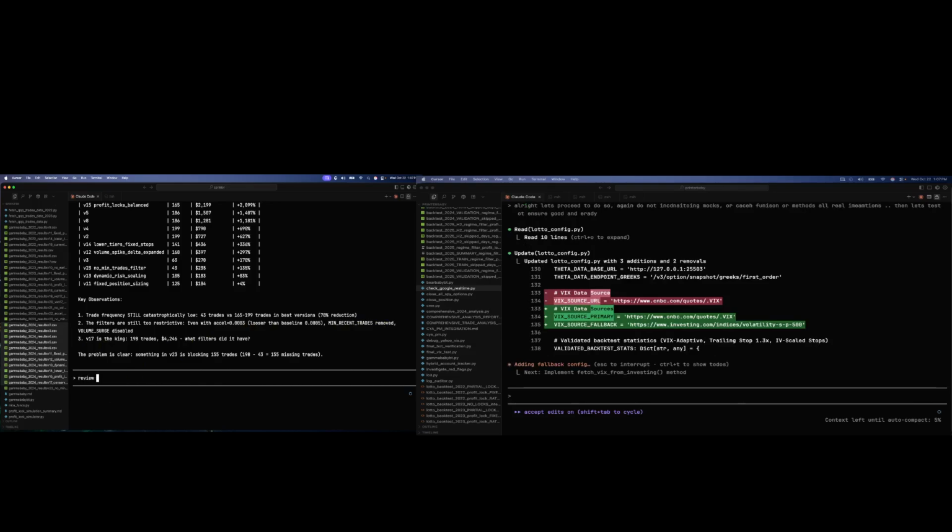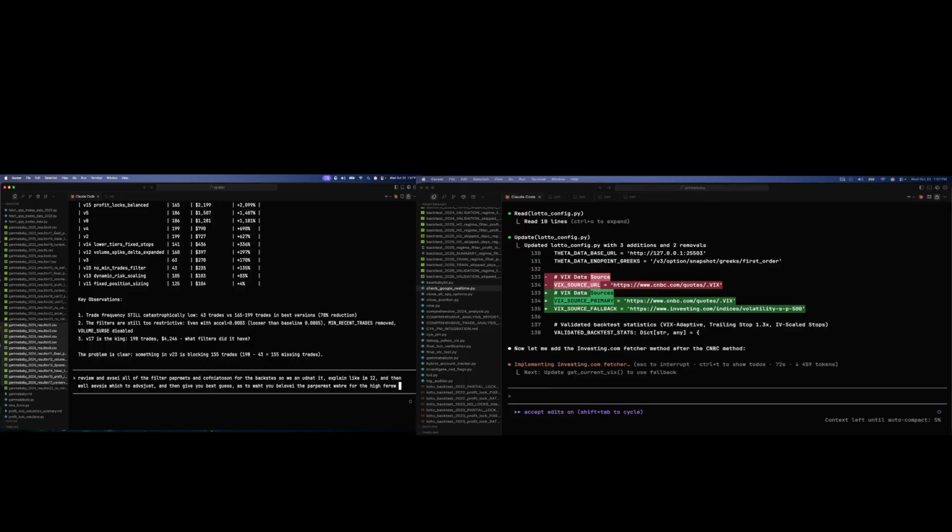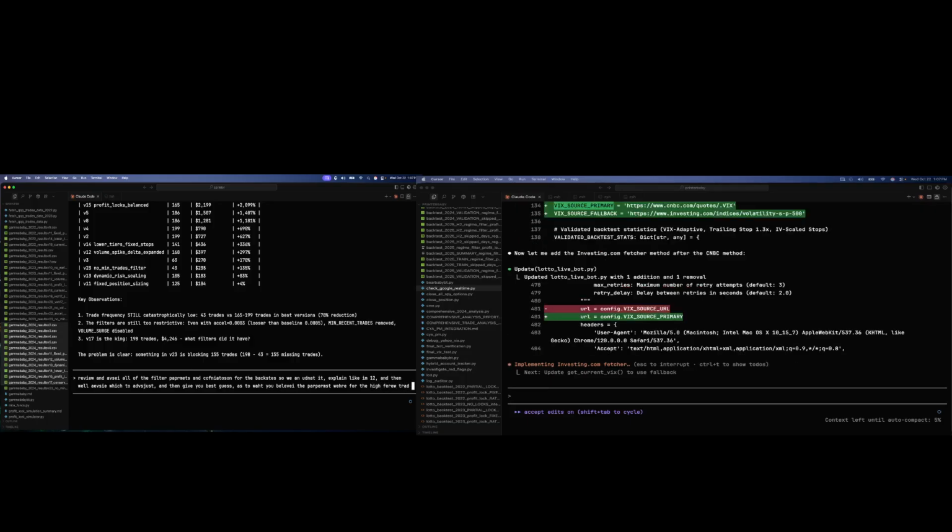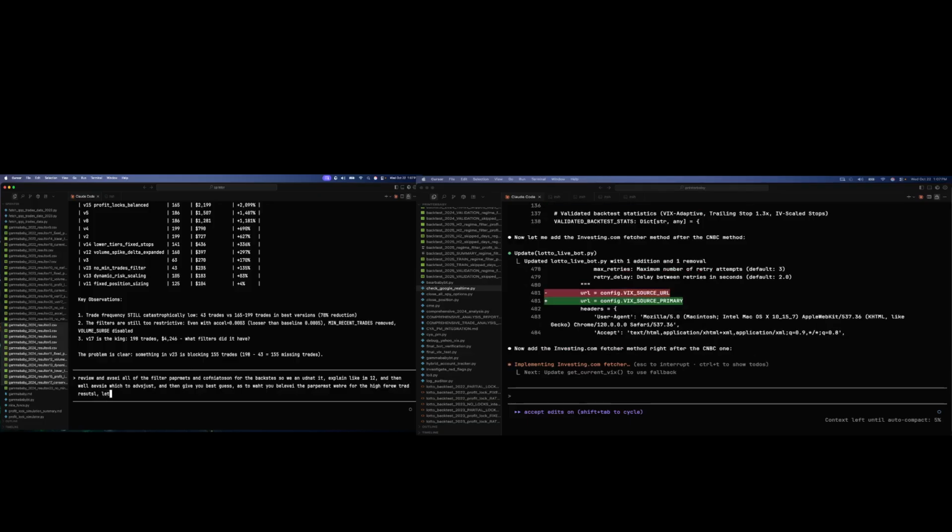Okay. Review and advise all of the filters, parameters, and configurations for the back test so we can understand it. Explain like I'm 12. And then we'll advise which to adjust, and then give your best guess as to what you believe the parameters were for the high frequency trade results. Let's proceed.